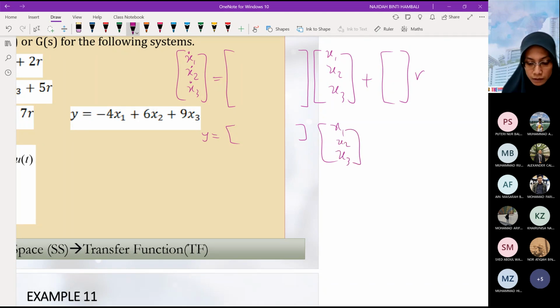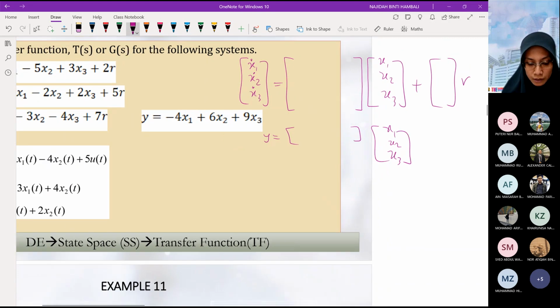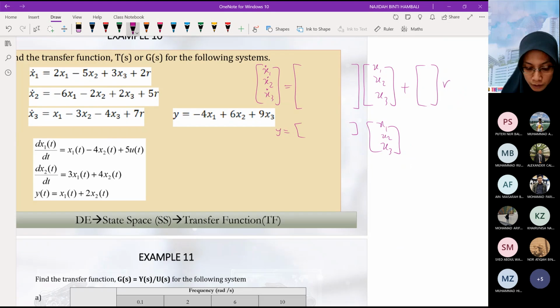so let's fill up our matrix. So for x1 dot: 2, negative 5, 3, 2. For x2 dot: negative 6, negative 2, 2, 5. For x3 dot: 1, negative 3, negative 4, 7. For the output equation: negative 4, 6, 9. That's it for our state space equation.